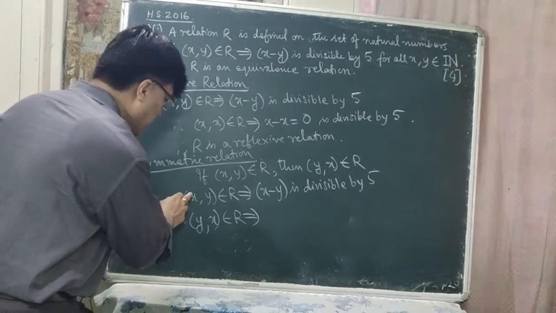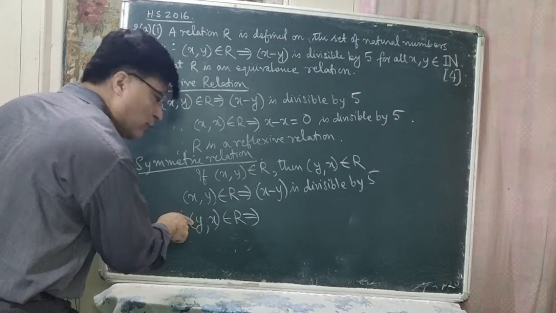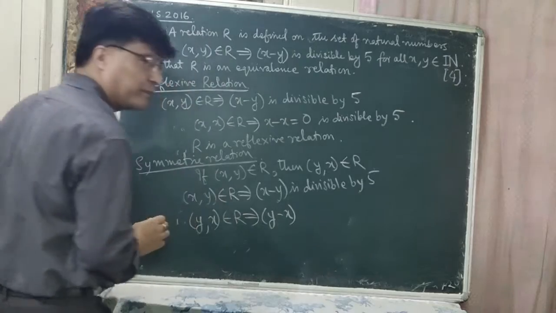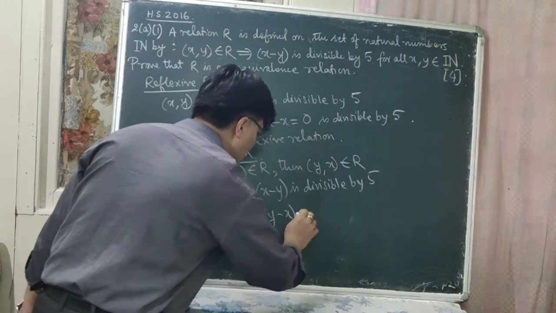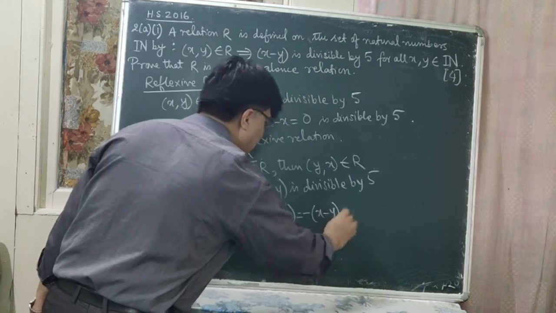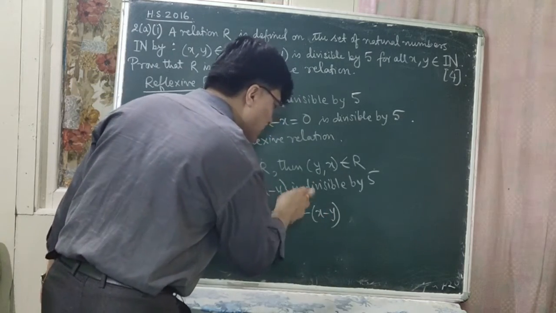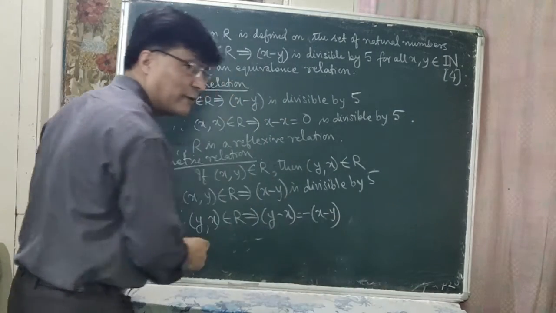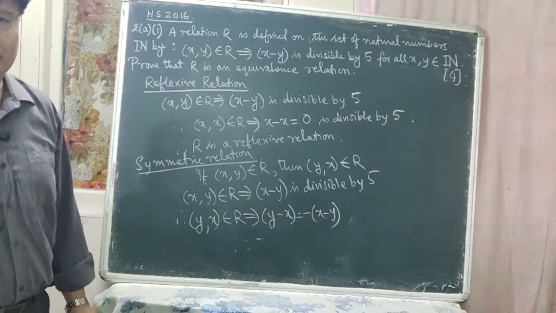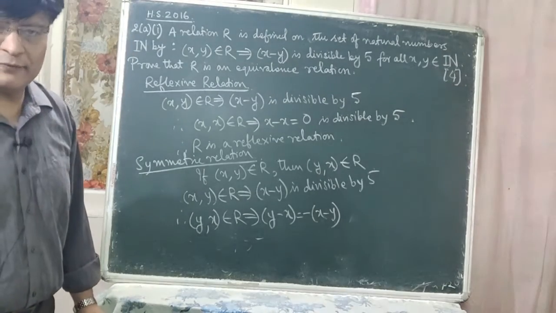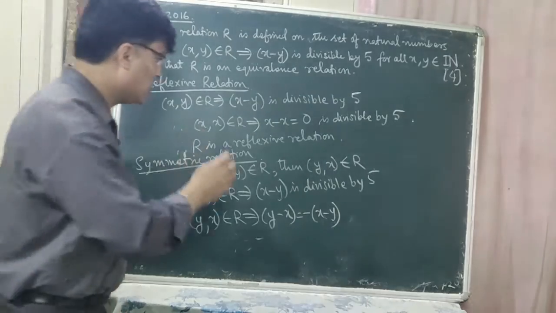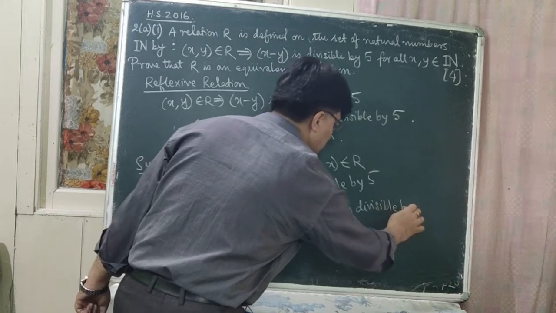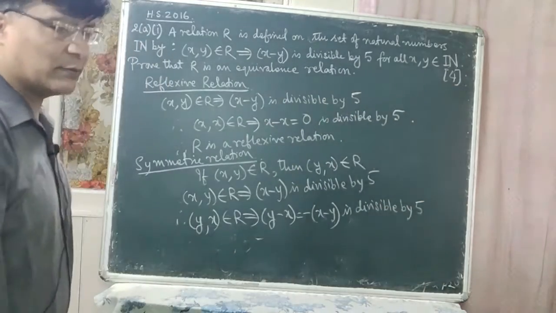What happens here? If x comma y is x minus y, so what can you write about y comma x? What is y comma x here? It is y minus x, which is equal to minus, taking minus common, x minus y. So whether it is positive or negative, this x minus y is always divisible by 5. Since x minus y is divisible by 5, its negative sign is also divisible by 5. If 10 is divisible by 5, minus 10 is also divisible by 5, isn't it? So I think you have understood it.